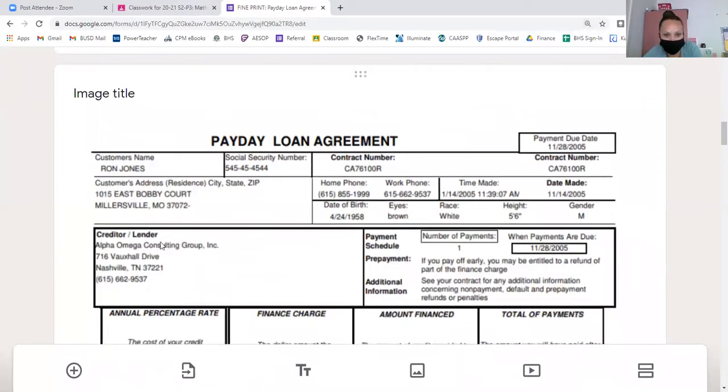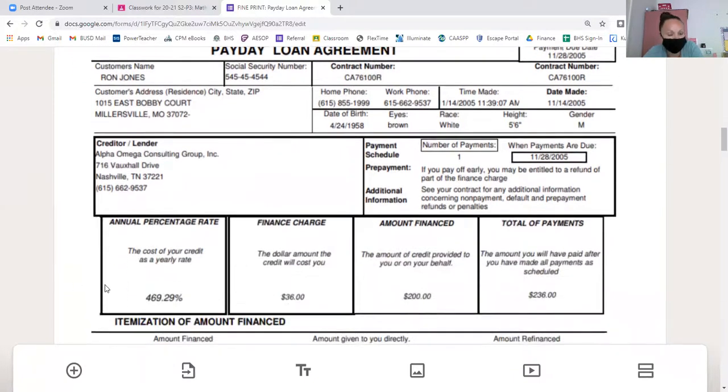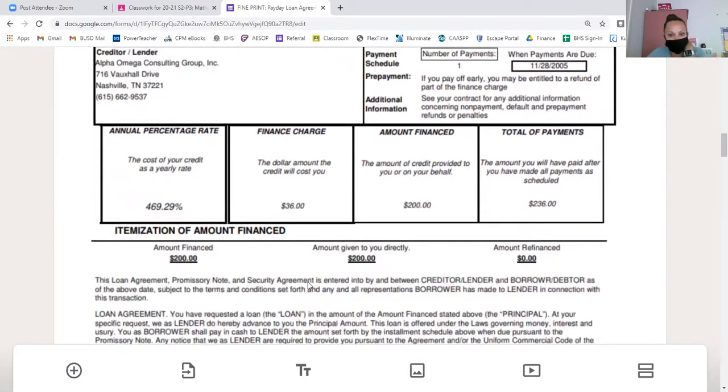Here's who he got the money from. He's going to make one payment that is due on this date. This annual percentage rate is the cost of your credit as a yearly rate. So remember, if we do something with interest, you'll see down there, it's principal times rate times time. The finance charge, so he's going to have to pay $36 to finance $200. So in the end, the total payment after everything is paid will be $236.